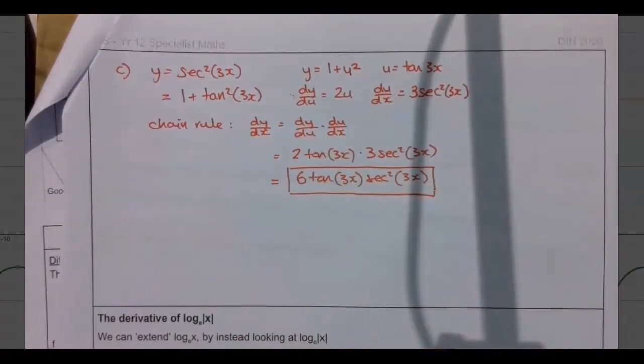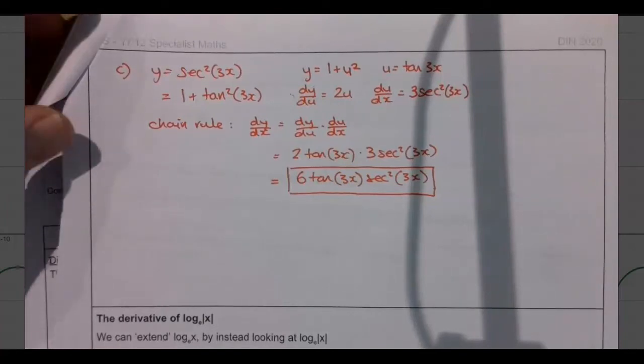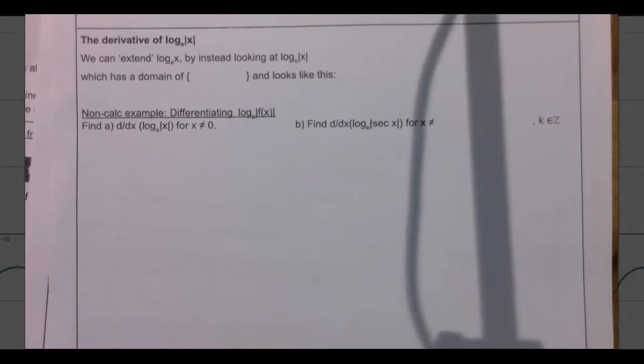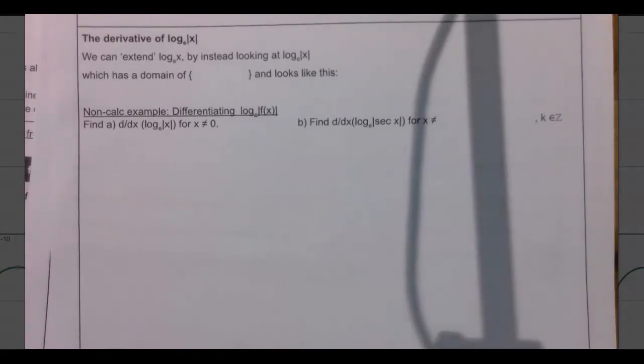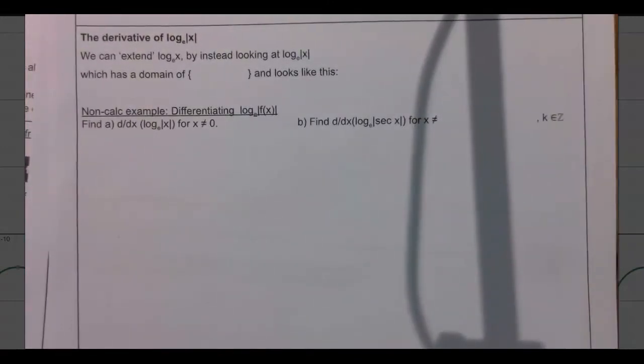Okay, good stuff. So when you work through the exercise, you'll have lots of chance to practice doing questions like this. And I hope these examples were helpful. We're just going to look at one more thing today, which is looking at the derivative of the log of mod x. And this is something that is going to come up quite a lot.